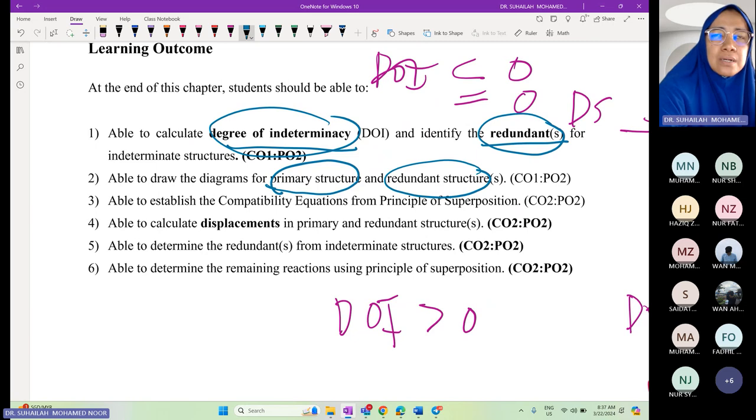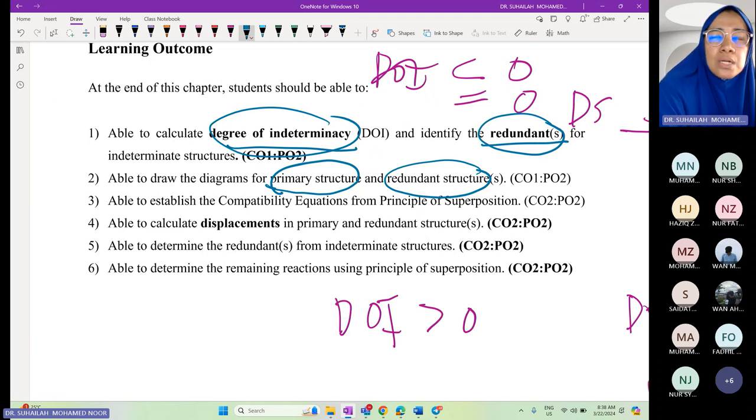Number of redundants: one or two or three, and of course limited to three, because only three can be solved using a manual calculation. Because at the end of the analysis, we are going to determine the redundant, and the redundant can be solved manually up to three, because three je yang boleh guna simultaneous equation, right? Okay, so for the flexibility method, we limit up to three redundants, because when it is four, we cannot use the flexibility method to calculate the redundant manually.